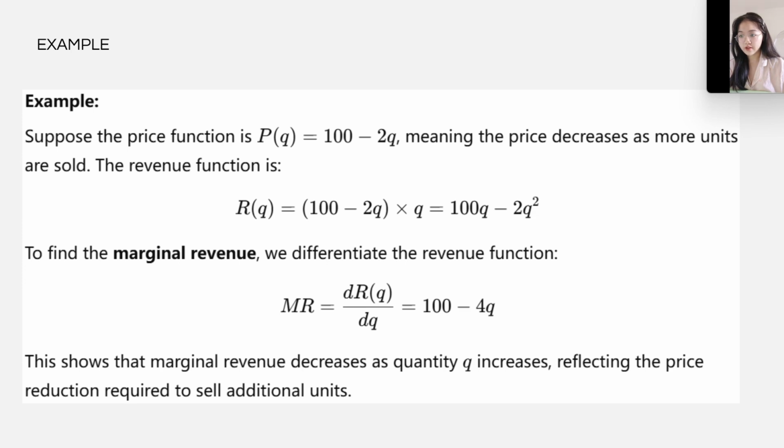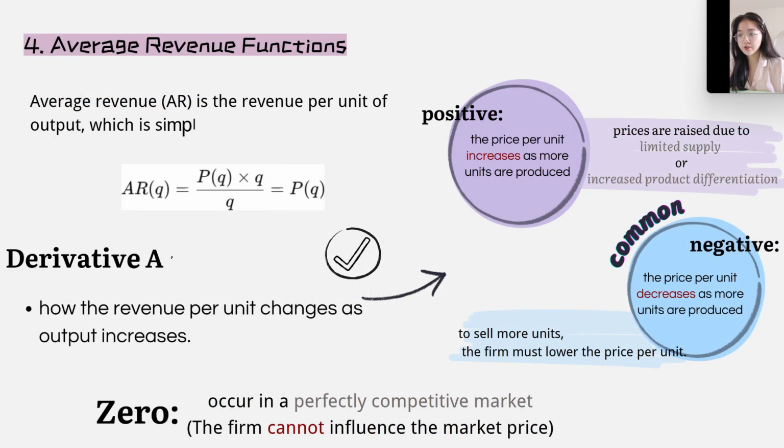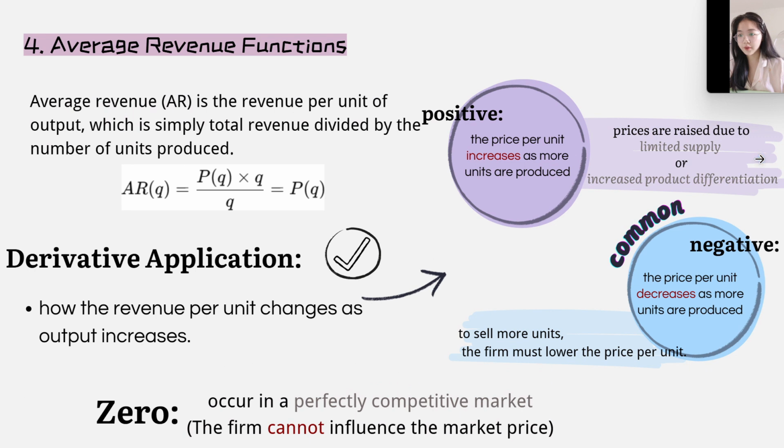Then let's see the average revenue function. Average revenue, AR, is the revenue per unit of output, which is simply total revenue divided by the number of units produced. It can be written in this form. The derivative of the average revenue function gives insights into how the revenue per unit changes as output increases. If the derivative is positive, it means the price per unit increases as more units are produced.